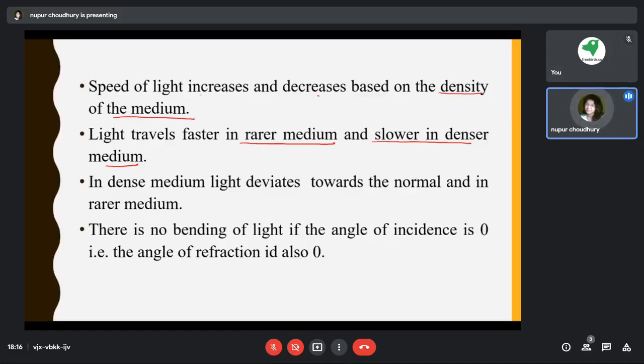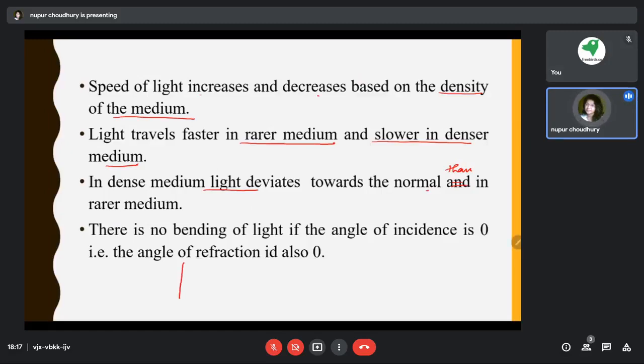In a denser medium, light deviates towards the normal and then in a rarer medium away from it. So this we have already discussed.